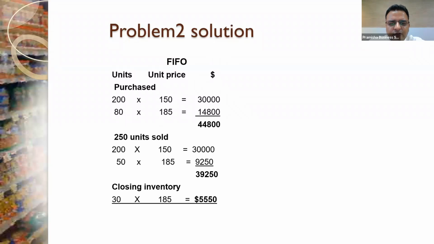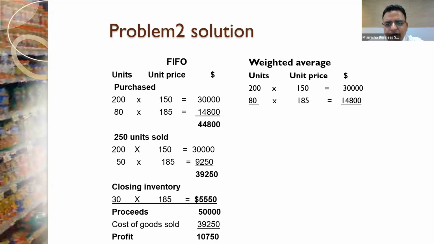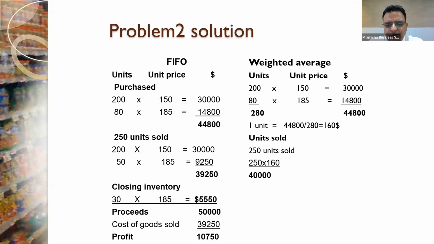This is under FIFO. If I talk about the proceeds, they are 50,000. Cost of goods sold is 39,250 on the basis of the FIFO method, and the profit is 10,750. Under weighted average, we bought 200 units, and now it takes into account total units. So the total is 280 units, and the total amount gives the cost per unit, which is $160 per unit. Whatever units we are left with are priced at 160 into 30. What are sold are priced at 250 into 160.